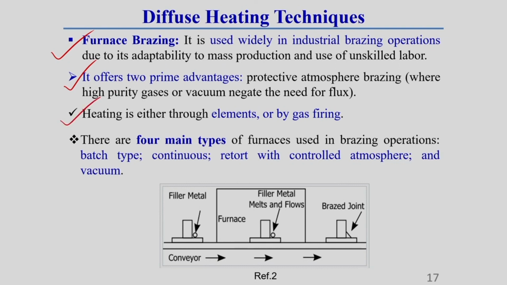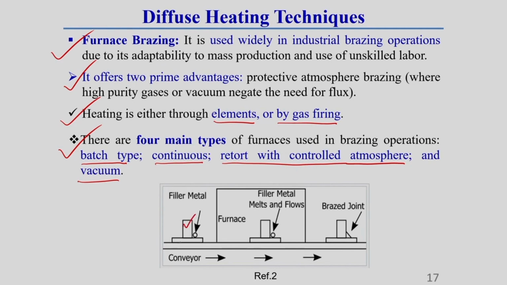Here heating is either through some element or by gas firing. In the furnace we can use a heating element to heat the brazed part, or we can use gas firing separately to heat the brazed part in the required location. There are generally four main types of furnace commonly used for brazing operation: batch type furnace, continuous furnace, retort with controlled atmosphere furnace, and vacuum furnace. These are the four different types of furnace we use for brazing purpose. I am not going into details about these things. Here I am just showing schematically how furnace brazing is done.